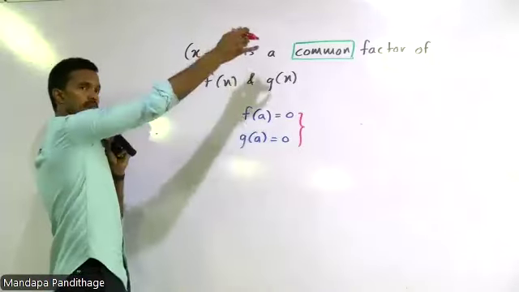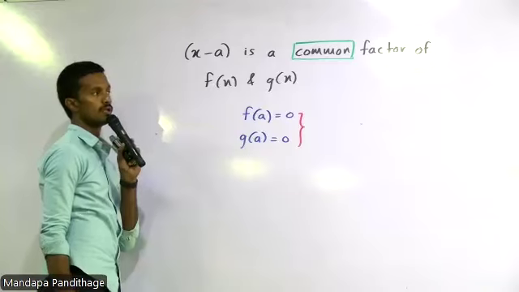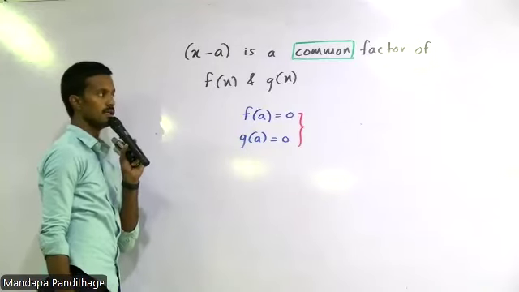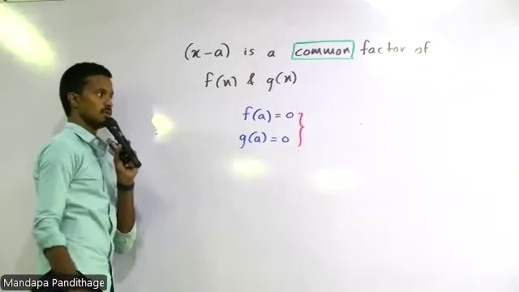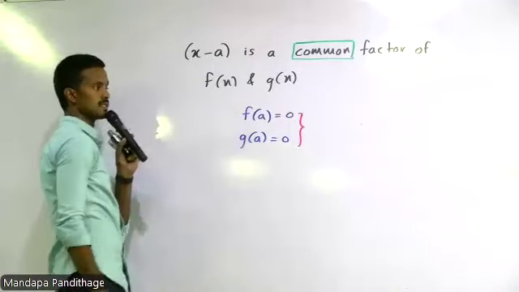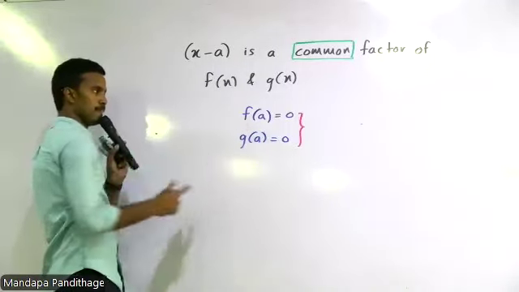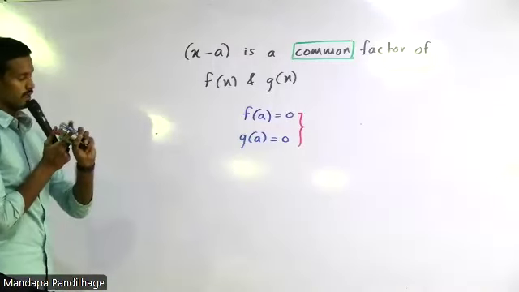Okay, so what is a common factor? When two or more polynomials are having a similar factor, then we say that it is a common factor. So if x minus a is a common factor to f(x) and g(x), separately you can consider f(a) is equal to 0 and g(a) is equal to 0. Clear?